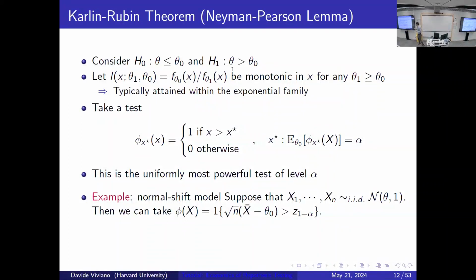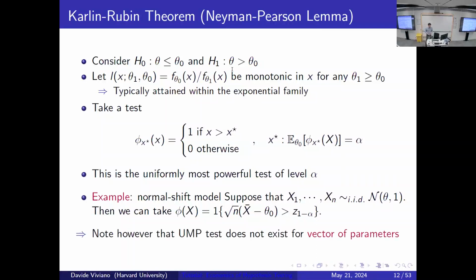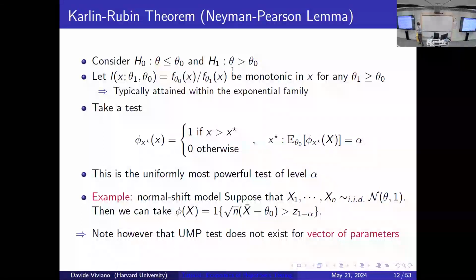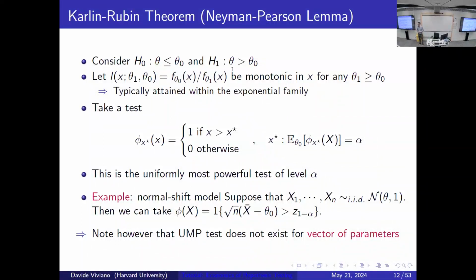A simple example is a standard t-test. For instance, if we have x drawn Gaussian with mean theta and variance 1, then we're just going to construct the t-test, which is obvious. Now, one caveat, and this is going to be relevant once we move away from single hypothesis testing, is that uniformly most powerful tests typically don't exist once we think about vector parameters. So this makes the choice quite hard once we start thinking about hypotheses.